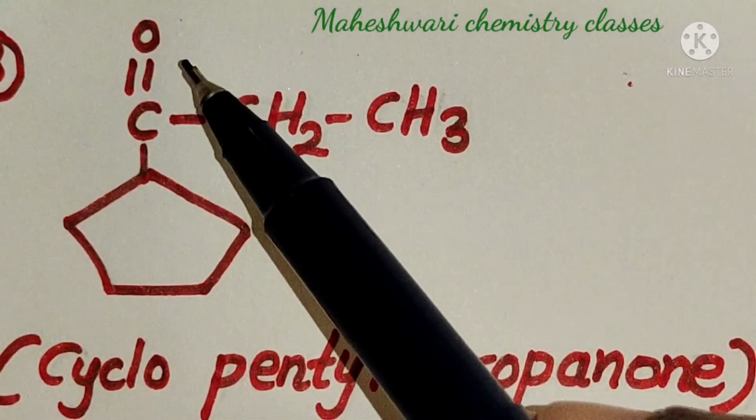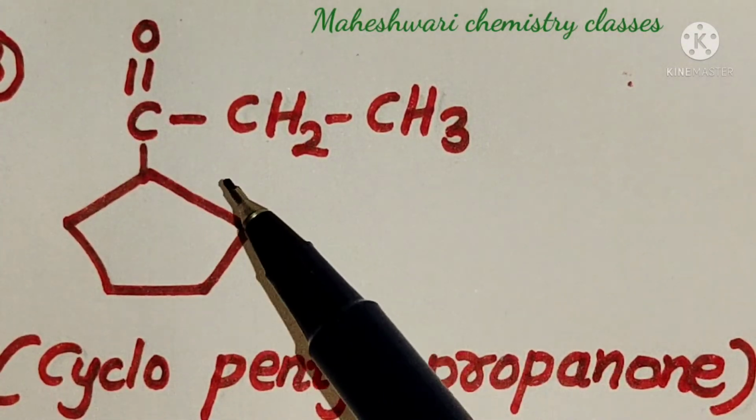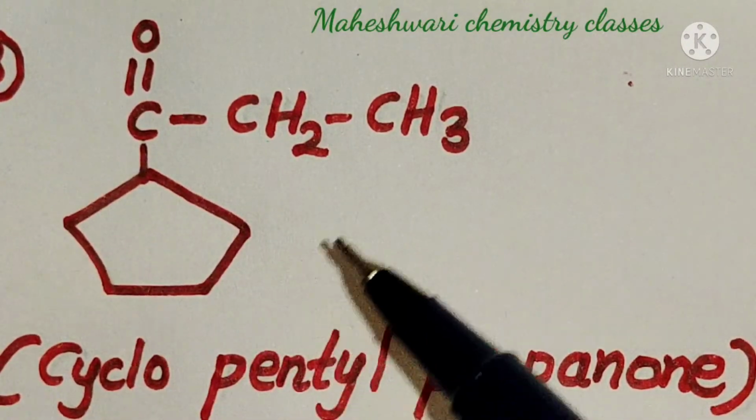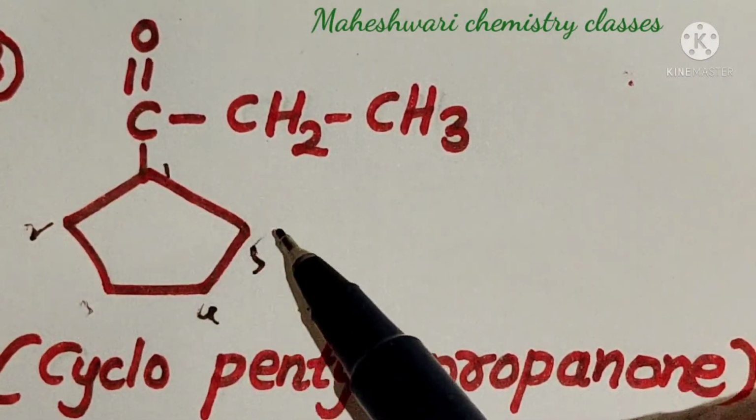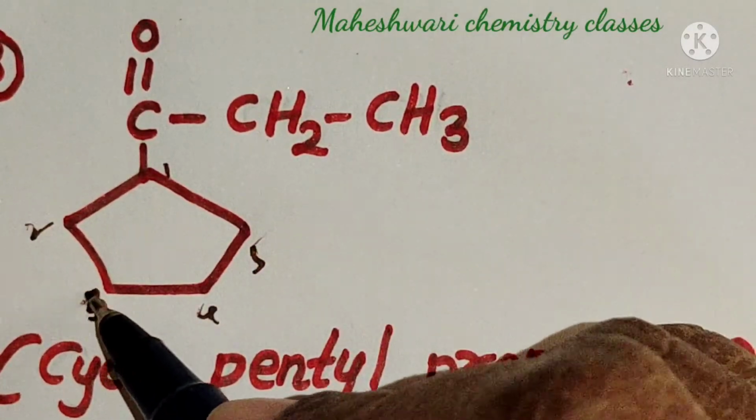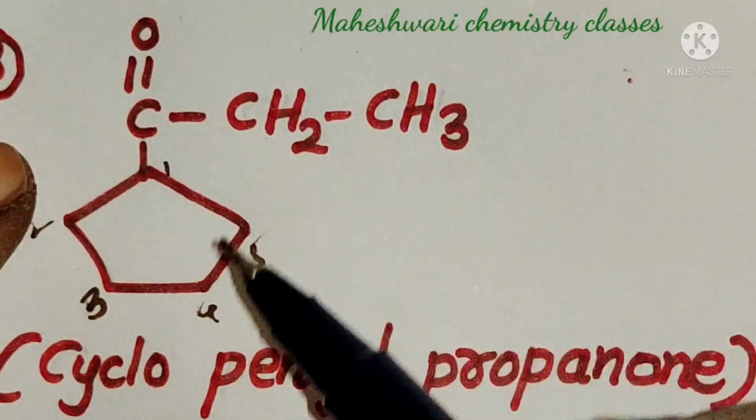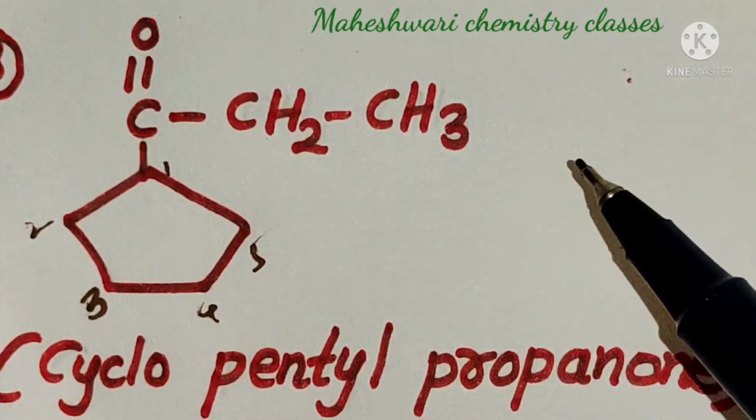Next, the 13th example is C=O. This carbonyl group is attached on one side to ethyl and on the other side to cyclopentyl. 1 2 3 4 5. In this cycle how many carbons are there? 5. That is why it is cyclopentyl. So on one side of the carbonyl is the cyclopentyl group, and on the other side is the ethyl group.